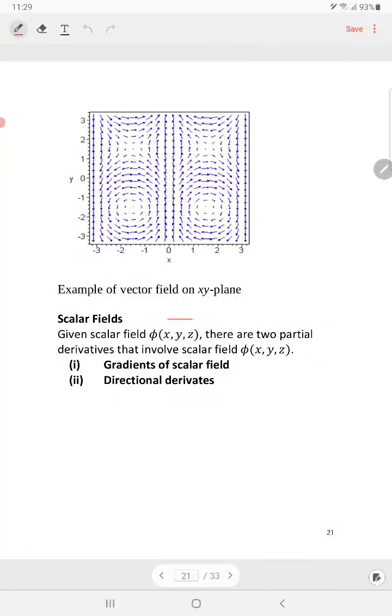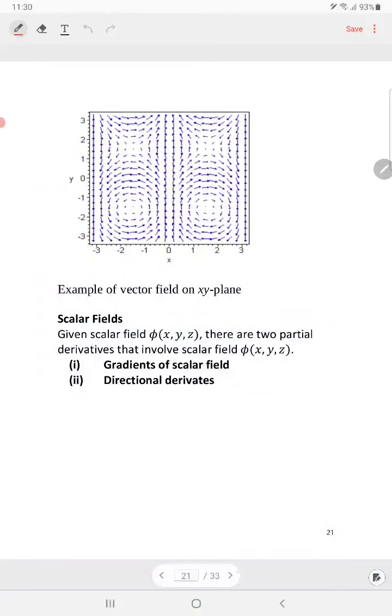Today's topic is on scalar fields. Let's say you're given a scalar field phi. There are two partial derivatives that involve scalar field phi. Item 1 is gradients of scalar field and the second is directional derivatives. So today we're going to concentrate on the first item, which is gradients of scalar field.